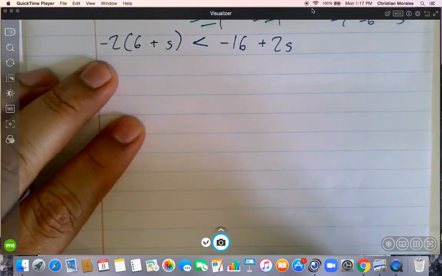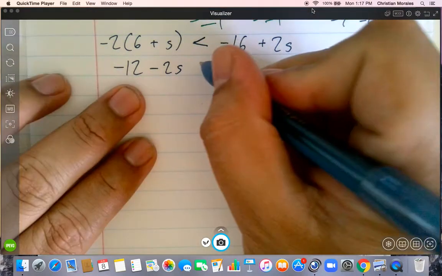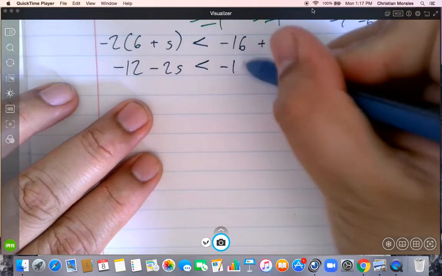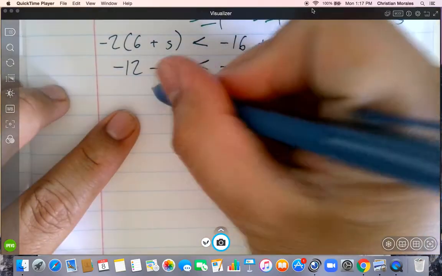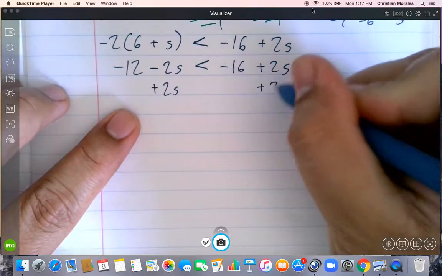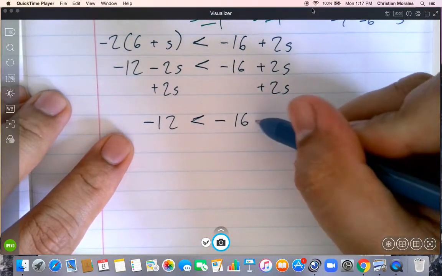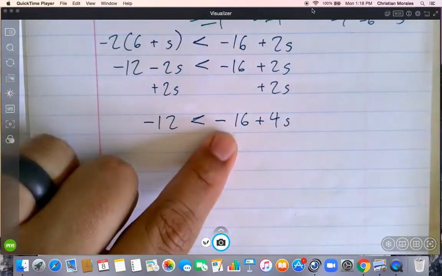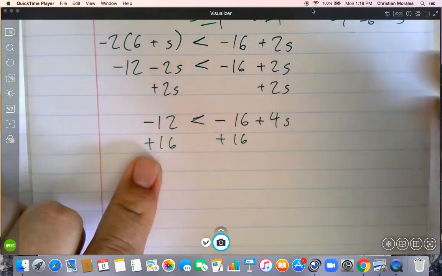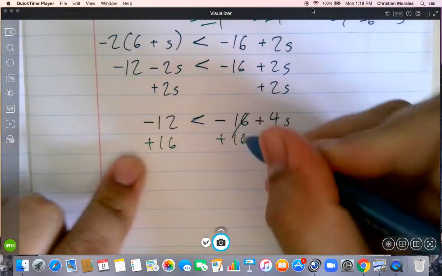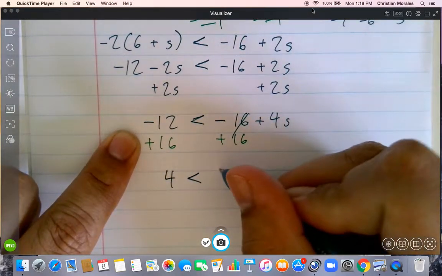Here we go. Again, we distribute. They're distributing a negative, so be aware of that. Okay, I'm going to move this number over. So I'm going to do plus 2s, plus 2s. So I get 4s here. Now I want to get rid of the 16 to that side, so I'm going to do plus 16 to that side. I'm going to get positive 4, because negative 12 plus 16. They're different signs, so you subtract.